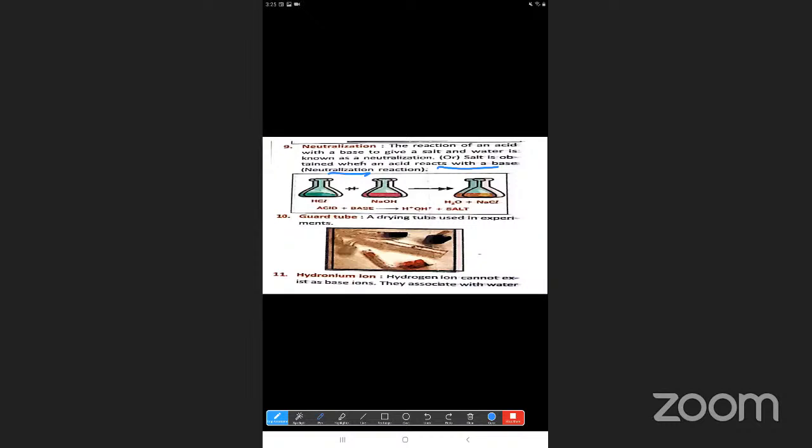So the next one, guard tube. This is a drying tube used in experiments. So this guard tube is used in experiments, right? It is one of the drying tubes.